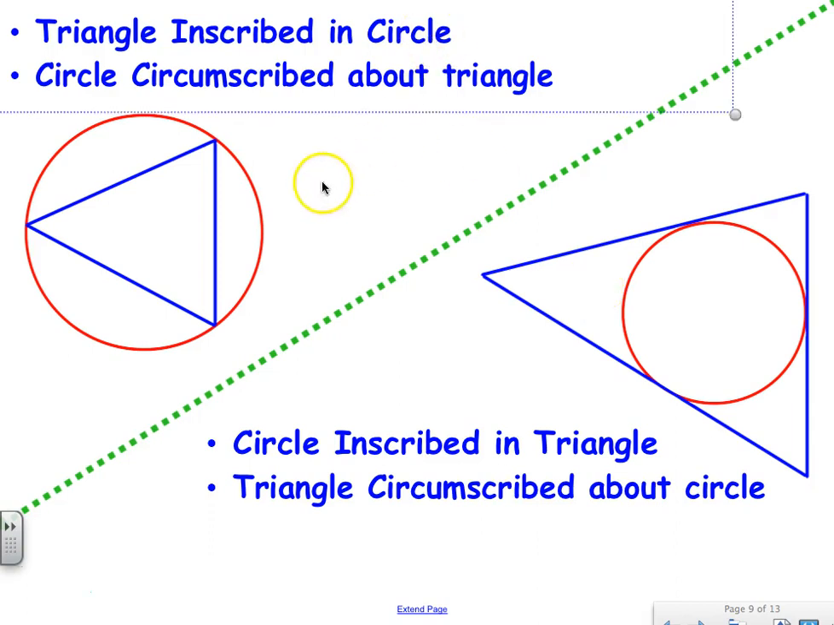Two other rules. You have a triangle inscribed in a circle. So again, inscribed means written on the inside. You can also look at this as a circle circumscribed about the triangle. So circumscribed means outside, kind of like circumference. So this circle is on the outside of the triangle. So again, you can look at this as the circle is inscribed of a triangle. You've got a circle written on the inside. Or you could look at this as I have a triangle on the outside, so I have a triangle circumscribed about a circle.